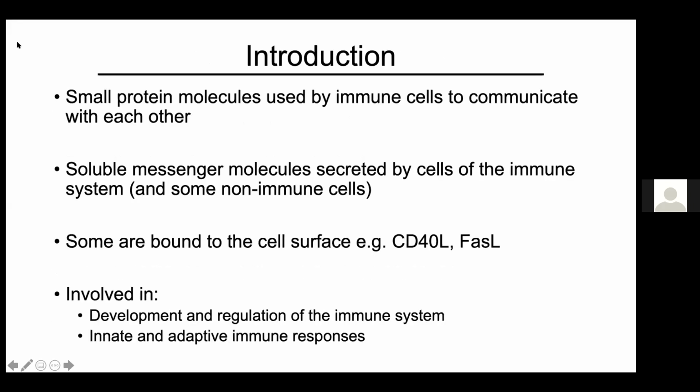So cytokines are small protein molecules which are used by immune cells to communicate with each other. So they're basically used for communication from cell to cell, or to activate cells and basically cause cells to differentiate into their effector cells so that they can actually do what they're supposed to do. So they are soluble messenger molecules. Most of them are secreted by cells of the immune system, but there are also some non-immune cells that can secrete cytokines, for example, endothelial cells.